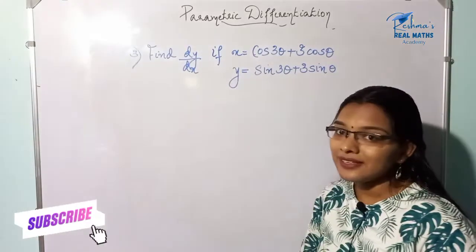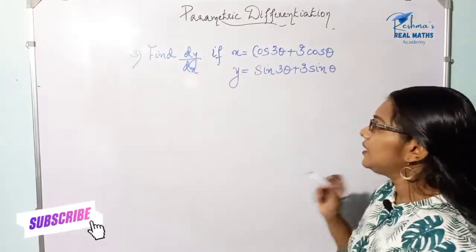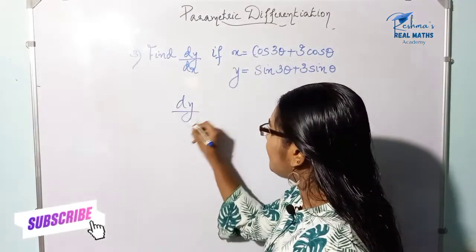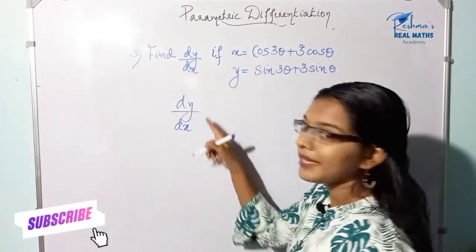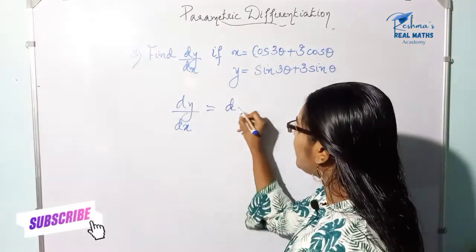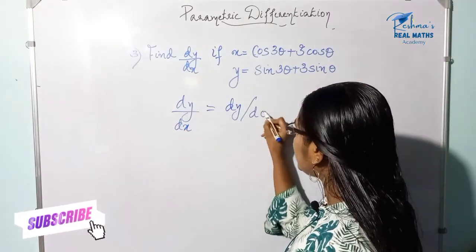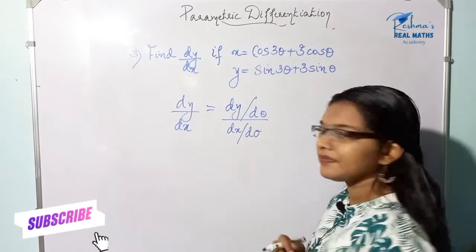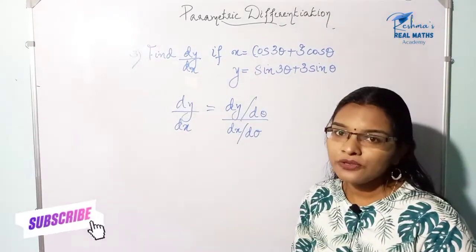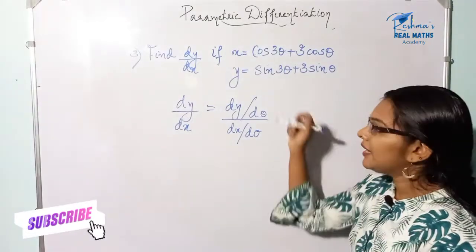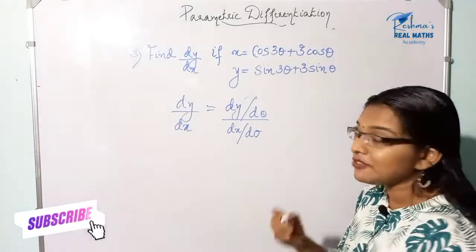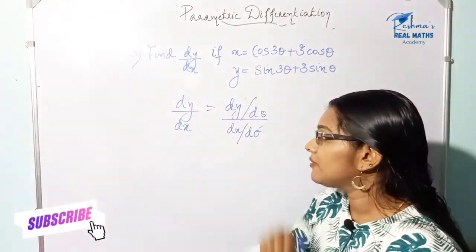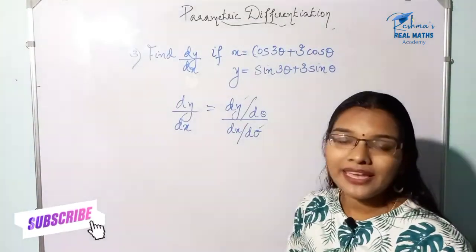So you have to study this thoroughly. Now, we were using parametric differentiation, isn't it? So what is the formula? dy by dx is equal to dy by d theta divided by dx by d theta, isn't it? This is our formula to be used in the question. So first we have to find dy by d theta, then we have to find dx by d theta and then divide in order to get the answer dy by dx.